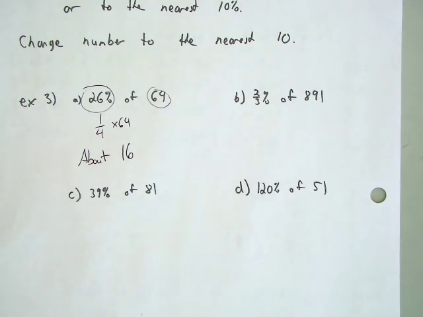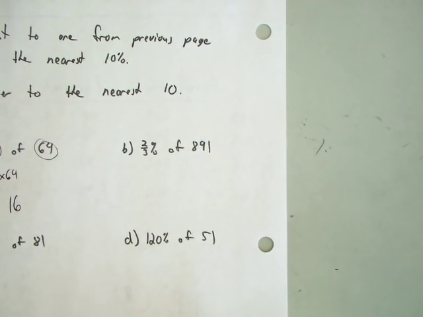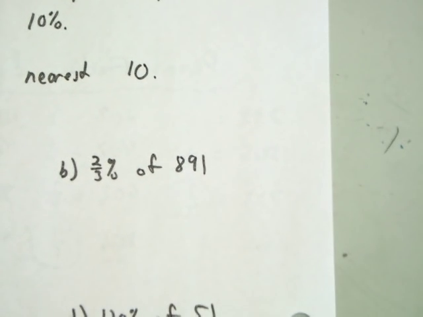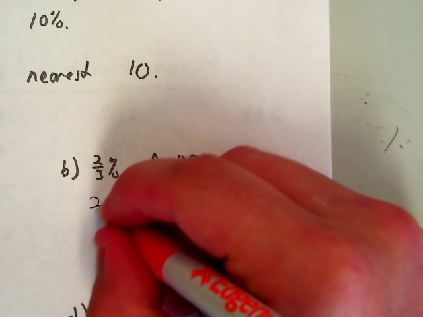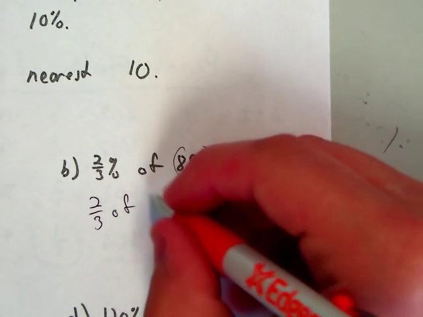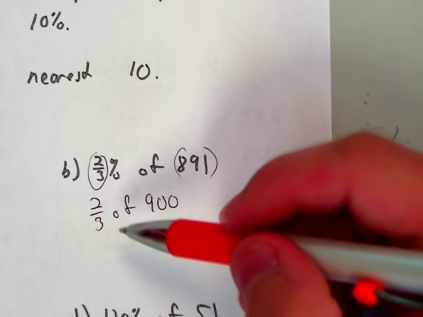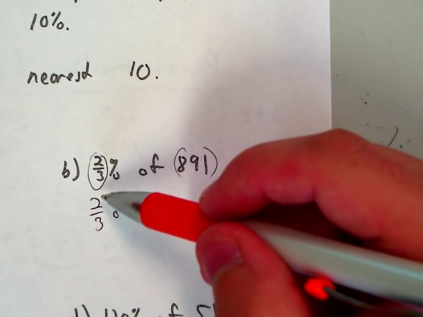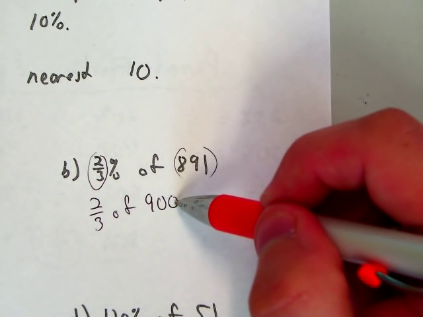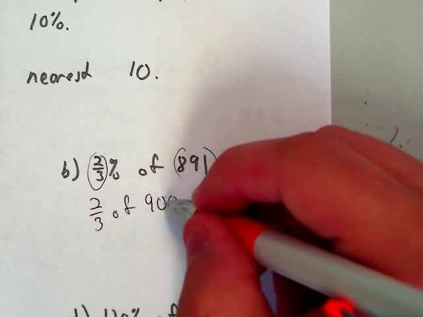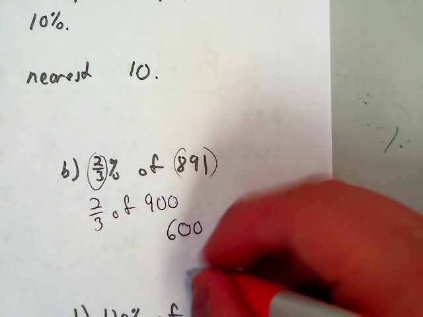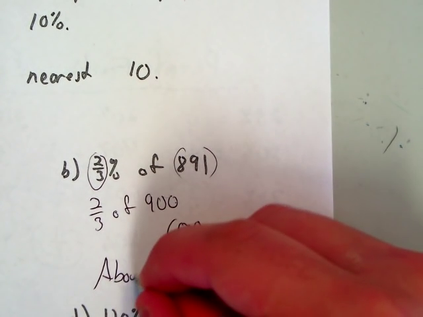Letter B, 2/3% of 891. Now, doing this problem here might be a little bit of a challenge, but it's nothing that we can't handle. So 2/3% of 891 is very similar to 2/3 of 891. I want to round that to 900. The reason why I kept this fraction is because if I were to change 2/3 to a percent, I would have to divide by 100, which means that I find 2/3 of 900 and then divide that by 100. So 2/3 of 900 is 600. Divide by 100, so 2/3 of a percent of 891 is about 6.